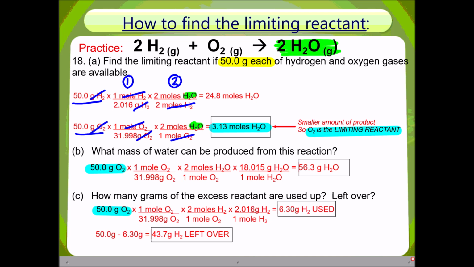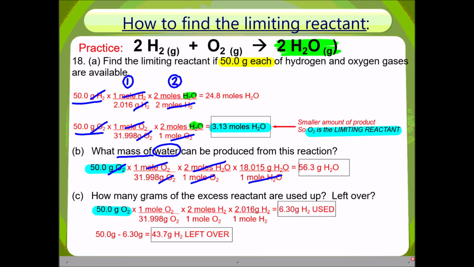Using the limiting reactant oxygen, you can start part B. You must get rid of grams and go to moles of oxygen, completing step 1. Step 2, moles to moles ratio. You will get rid of moles oxygen by placing it on the bottom and get to moles of water in order to answer the question. The question asks for mass of water. Grams is used to measure mass. Therefore, grams of water goes on top. 18.015 is the molar mass of water. The final answer is 56.3 grams of water can be produced from the limiting reactant.